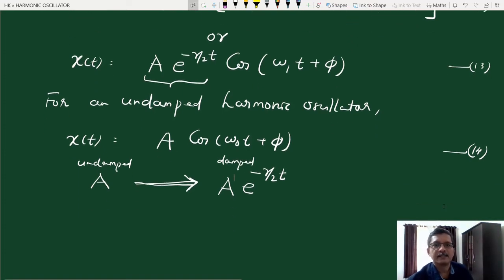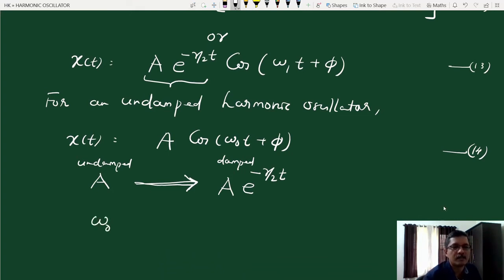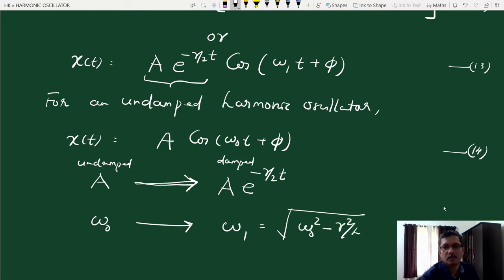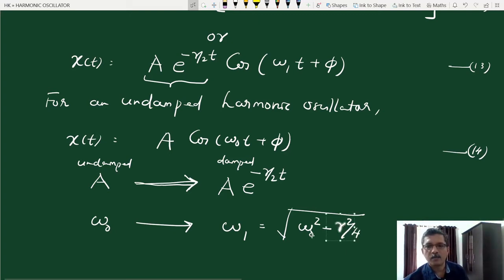Second, we notice that in the undamped oscillator the angular frequency is omega 0, which is square root of k by m, and this has changed to omega 1 now. The frequency is different. What is the expression for omega 1? Omega 1 is square root of omega 0 square minus gamma square by 4. That damping factor is there. Suppose gamma is 0. If gamma is 0, omega 1 is the same as omega 0, just like an undamped oscillator. Similarly, here also if gamma is 0, then this exponential part will be 1 and the amplitude will be constant, just like an undamped oscillator.